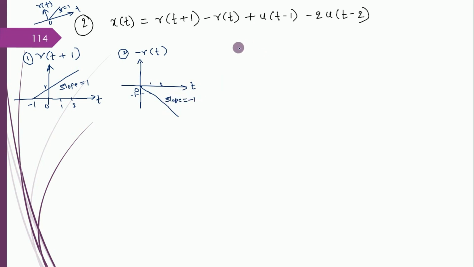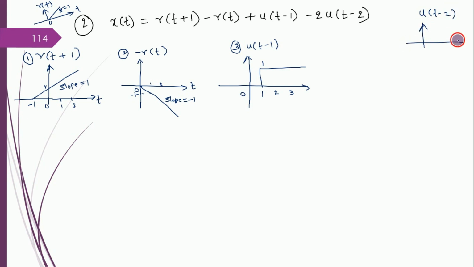Similarly, for the third term, u of t minus 1, this is a unit step function. Shift u of t by 1 unit to the right. That's it, it continues. And then u of t minus 2. Let me write u of t minus 2 here first: 0, 1, 2. u of t minus 2 is shifted by 2 units. This is how it looks. But there is an amplitude of minus 2 for it.